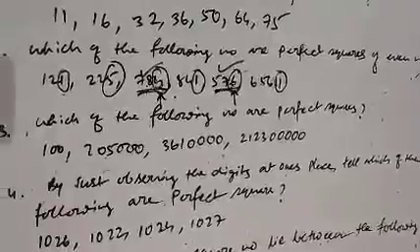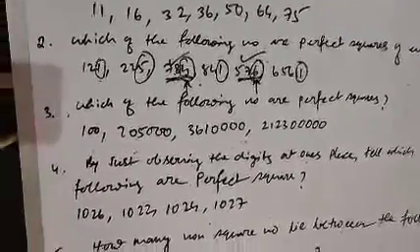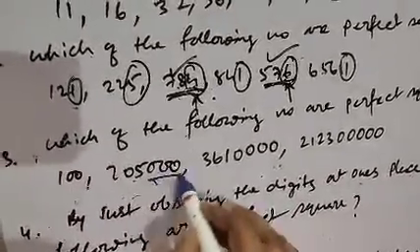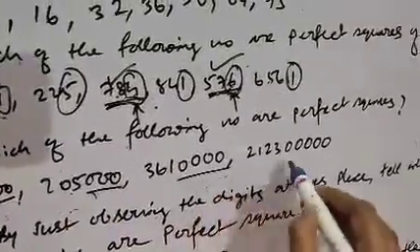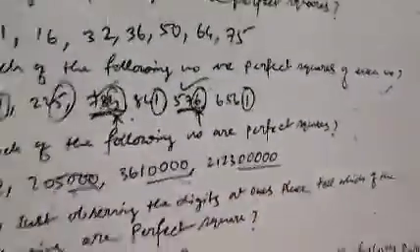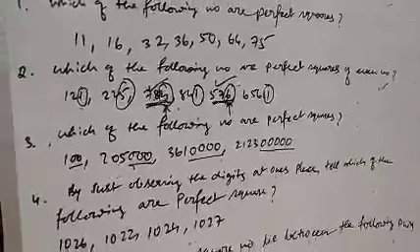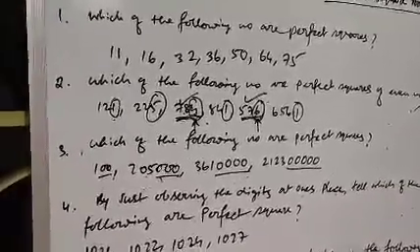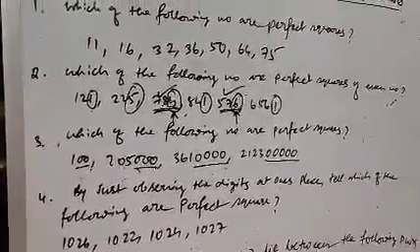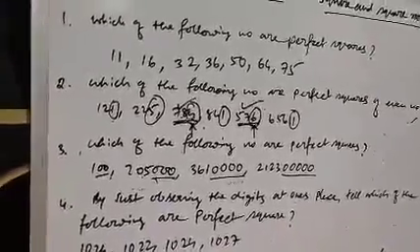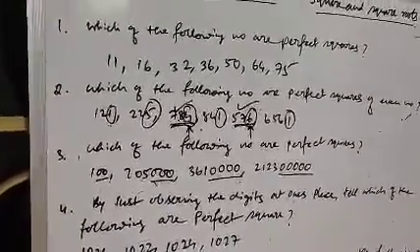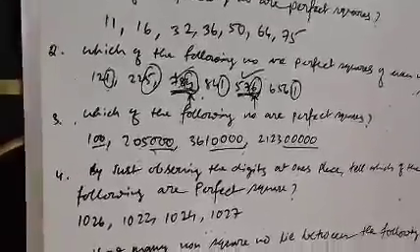Which of the following numbers are perfect squares? Now count the number of zeros. If the number of zeros is odd, then that number will not be a perfect square. And if the number of zeros is even, then that number will be a perfect square.